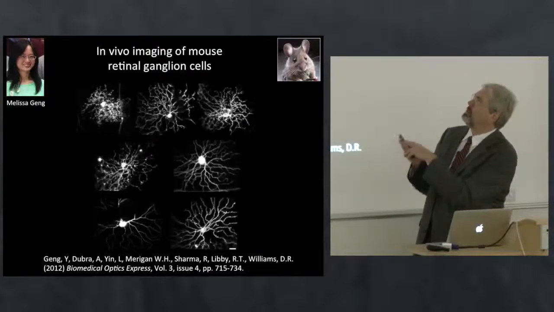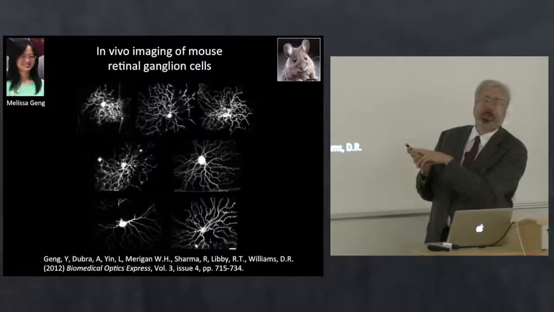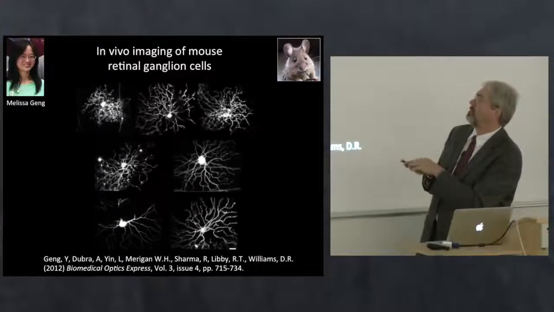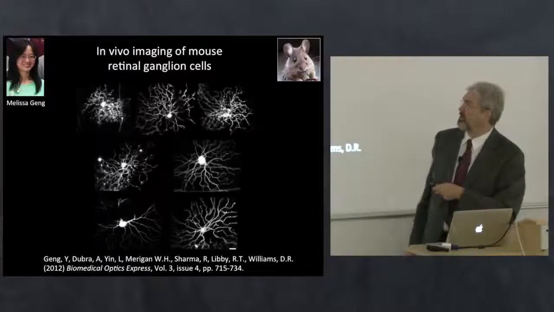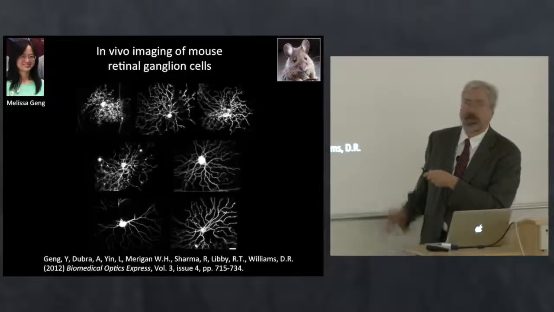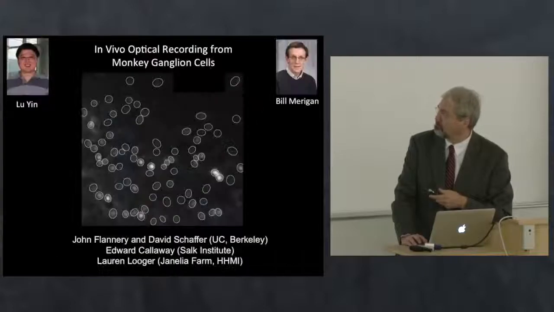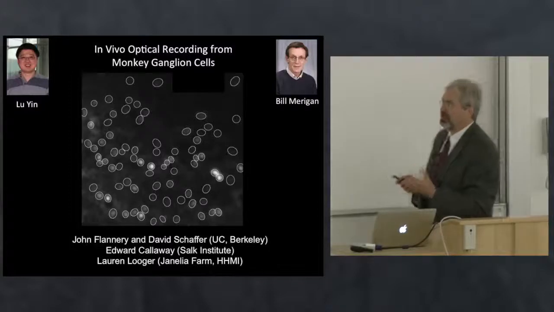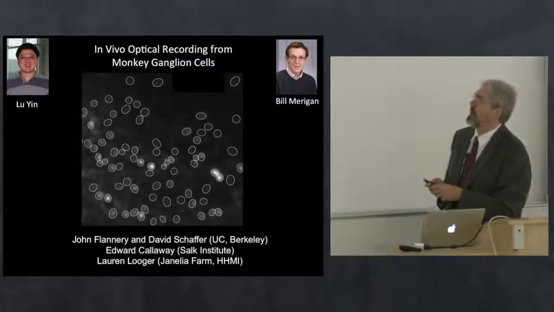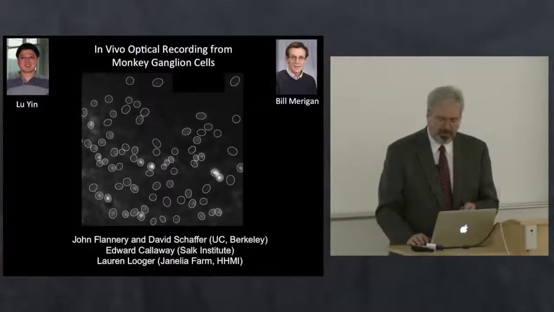And with that, she was able to image a number of different ganglion cell types, which you see here in a living mouse eye, labeled with, in this case, just GFP, not that calcium indicator I'm going to get to in a moment. But she did this in a mouse. We've also been doing similar kinds of experiments, imaging ganglion cells in vivo in living animals with intact eyes in monkey as well as mouse. Now, Bill Merigan and Lu Yin at Rochester have been using that calcium indicator, GCaMP, and getting that expressed in ganglion cells. So here you can see about 80 ganglion cells that express different levels of this calcium indicator fluorophore.